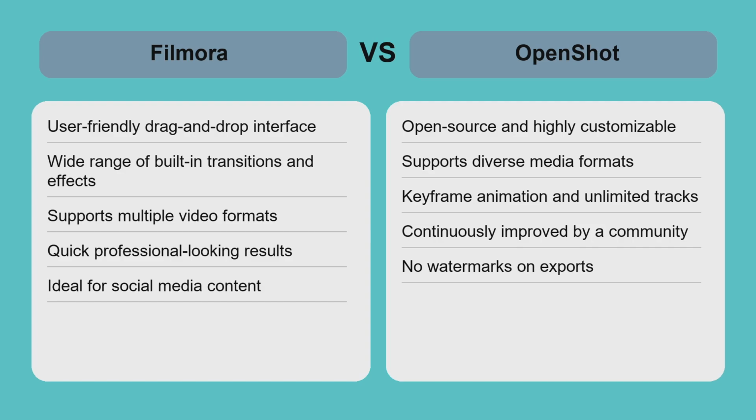OpenShot offers more customization and no watermarks, but its interface can be less intuitive and occasionally unstable, requiring patience. For a YouTuber needing fast, polished videos, Filmora is a strong choice. For an educator or open source enthusiast wanting full control and no restrictions, OpenShot fits better. The trade-off is between ease of use and customization freedom.